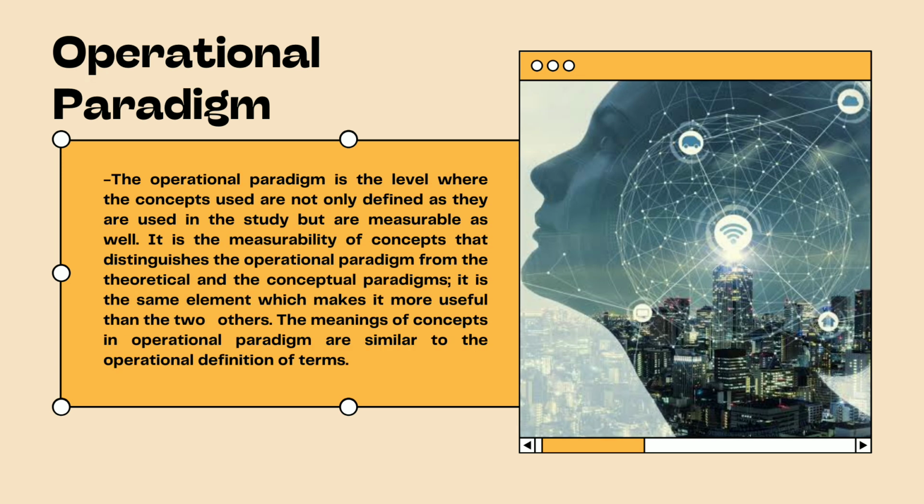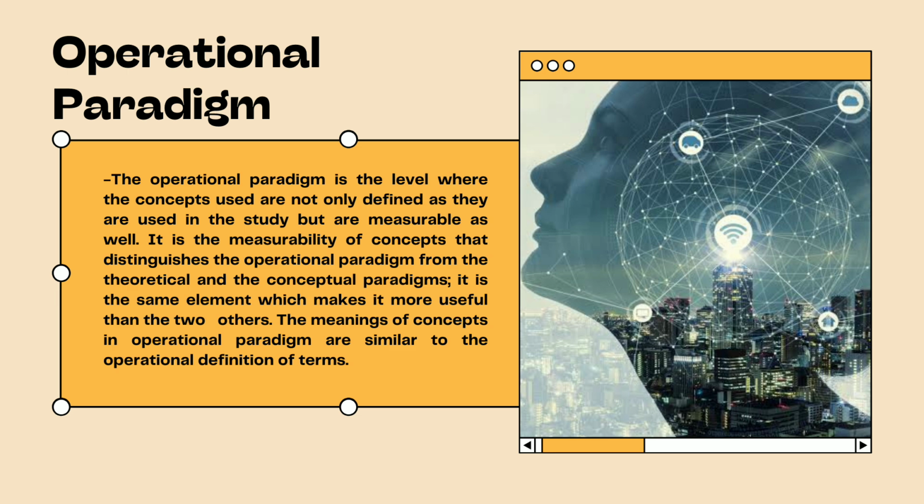And third is operational paradigm. The operational paradigm is the level where the concepts used are not only defined as they are used in the study but are measurable as well. It is the measurability of concepts that distinguishes the operational paradigm from the theoretical and the conceptual paradigms. It is the same element which makes it more useful than the two others. The meanings of concepts in operational paradigm are similar to the operational definition of terms.